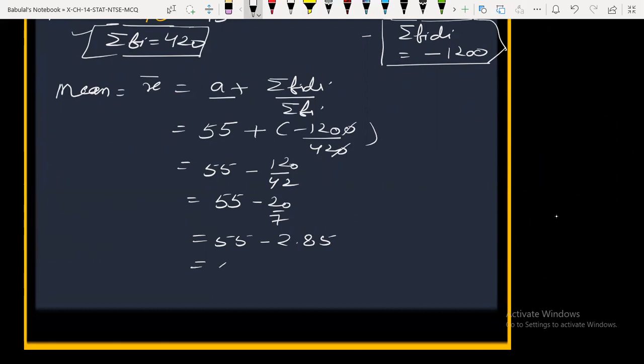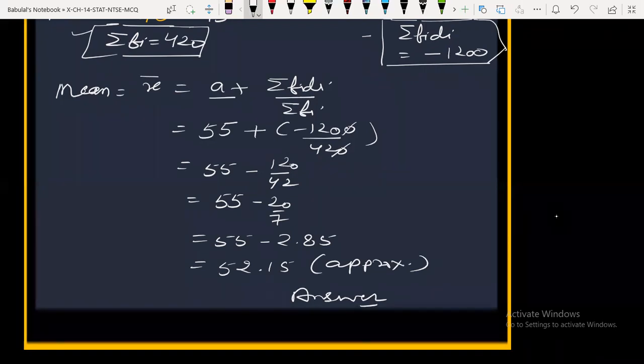And when you subtract, it is 52.15, and you can write approximate, and this is the answer. So the mean of the given data is 52.15 approximately. जब ये accurate नहीं होता, जब ये repeating decimal होता है, in that case we find out the answer up to 2 decimal places, और उसके bracket में हमें लिख देना चाहिए approximately.